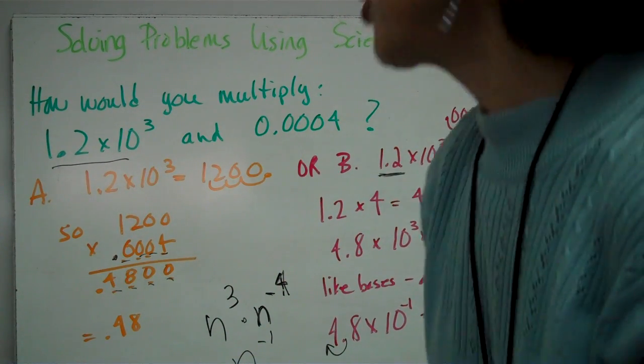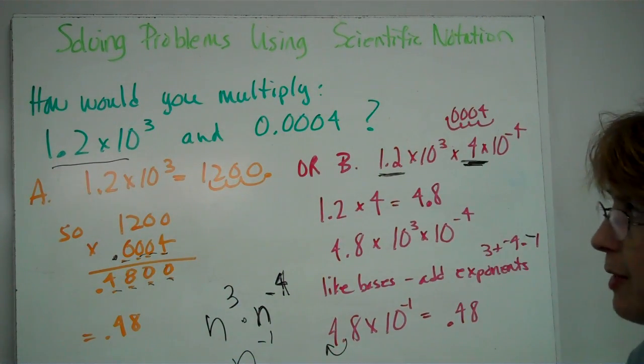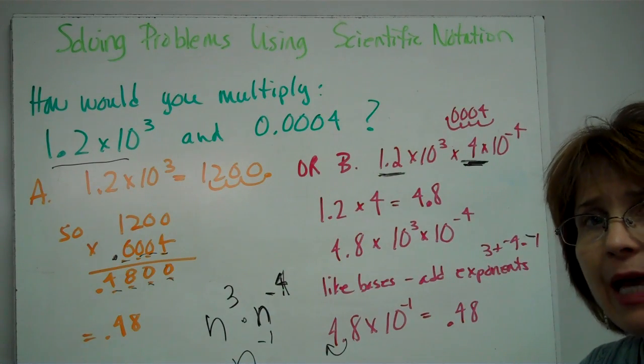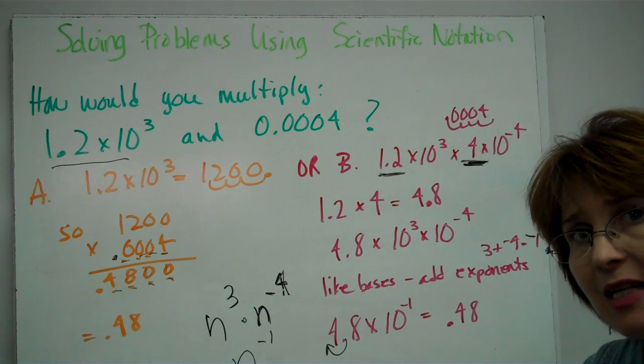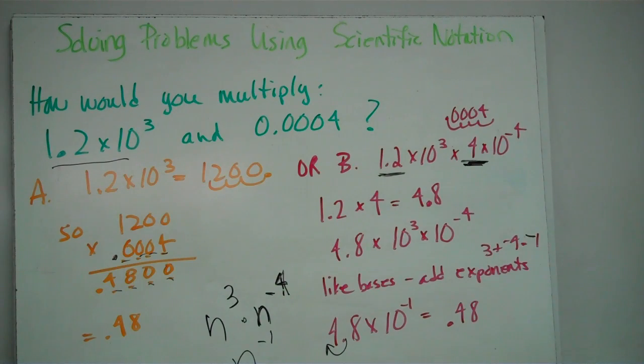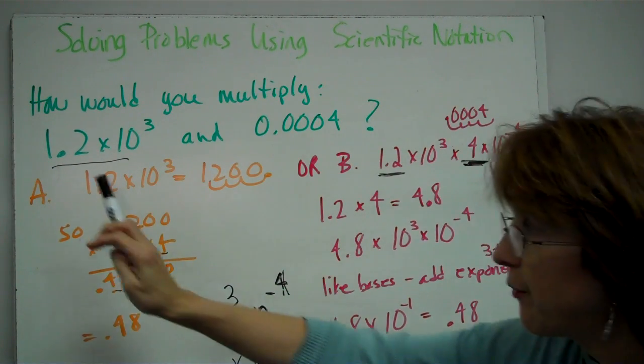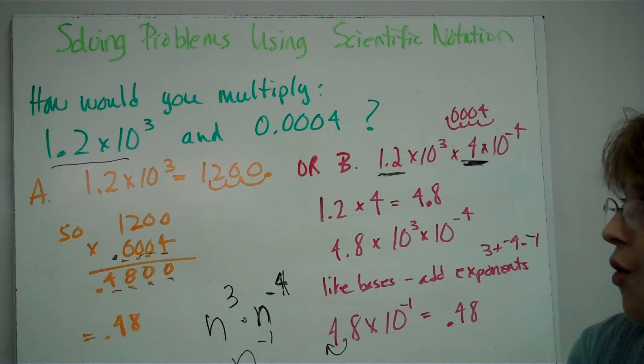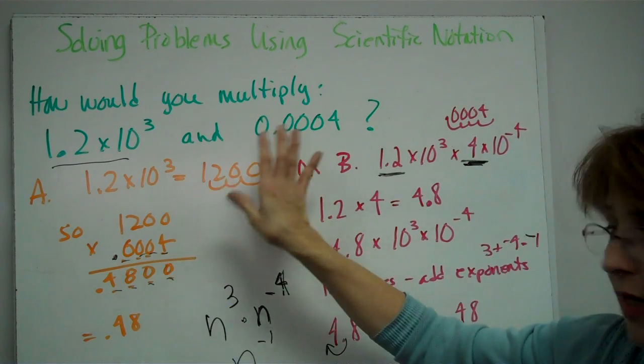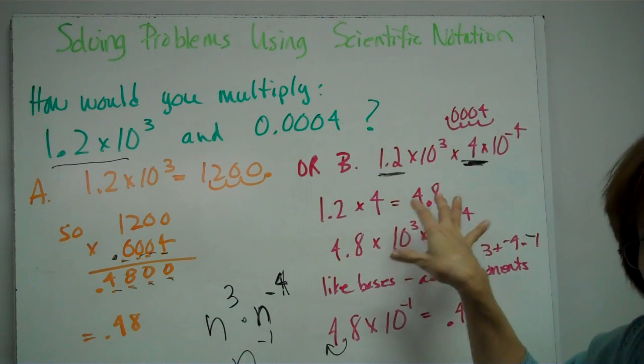All right, we're going to solve problems using scientific notation, which basically means we're going to learn how to multiply, divide, add, and subtract with numbers in scientific notation. So the first one we're going to do is multiplication, and we're going to look at how we'd multiply these two numbers. Well, there are two ways.